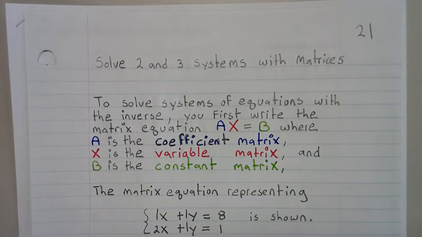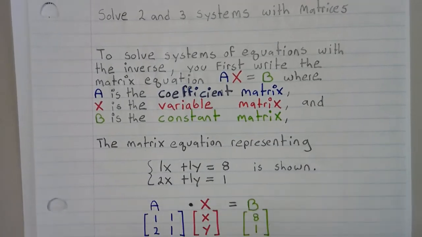To solve systems of equations with the inverse, you first write the matrix equation AX equals B, where A is the coefficient matrix, X is the variable matrix, and B is the constant matrix. So if you would pause and update that part of it.